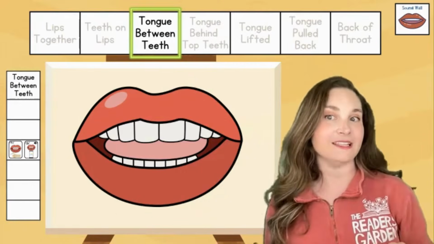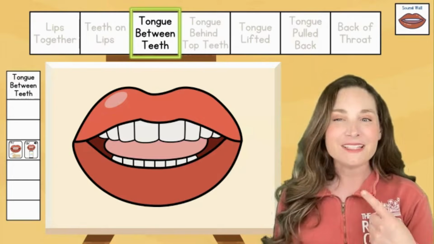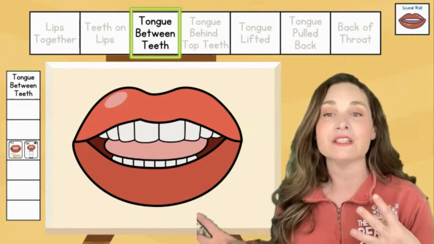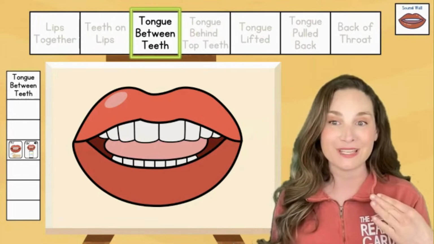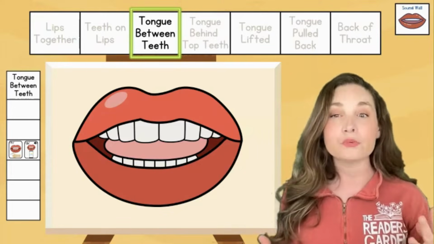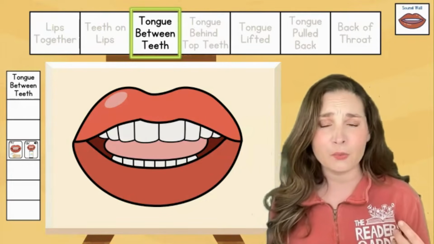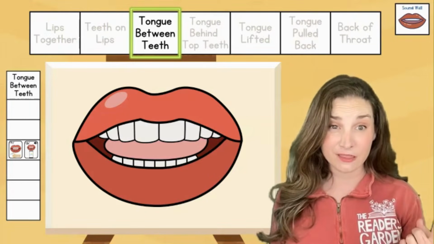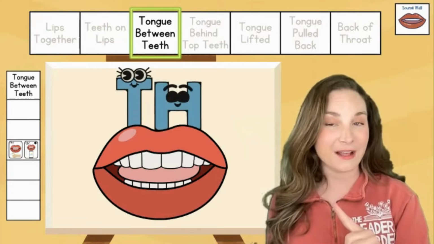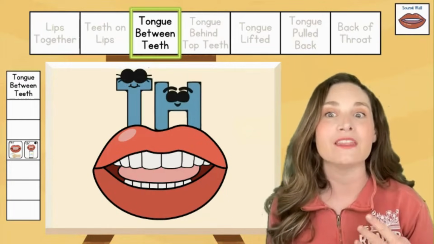The third place that we can make sounds is with our tongue between our teeth. See how the mouth is open just a bit and the tongue is resting between the top and the bottom teeth? This position helps us to make specific sounds that feel a little bit breezy as the air flows around the tongue. Can you think of any sounds that we make with our tongue between our teeth? One of them is like in the word think and the word this.